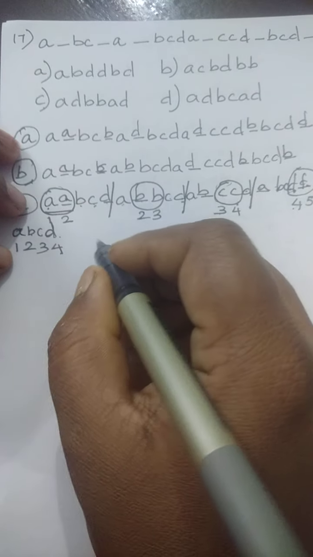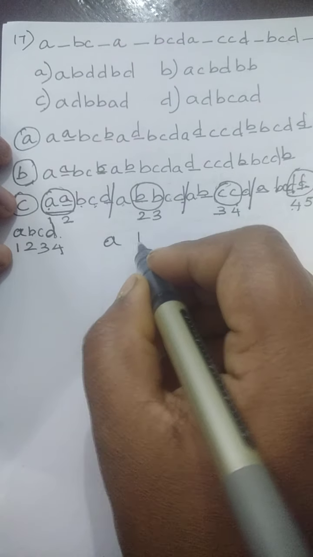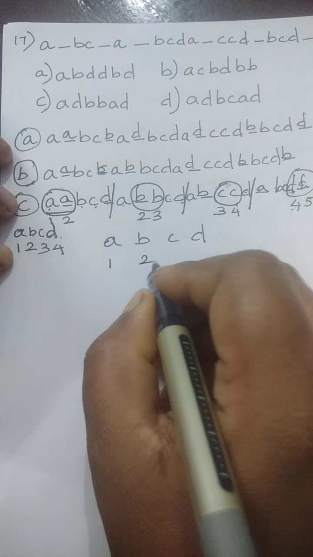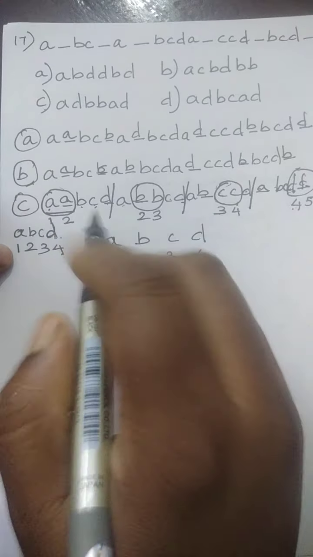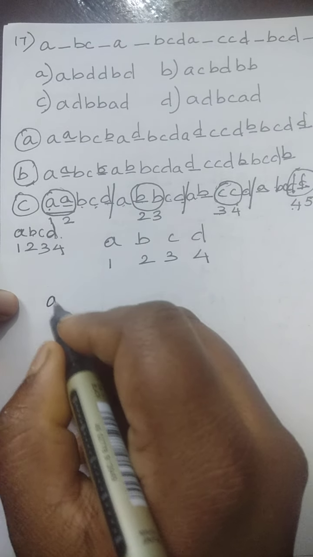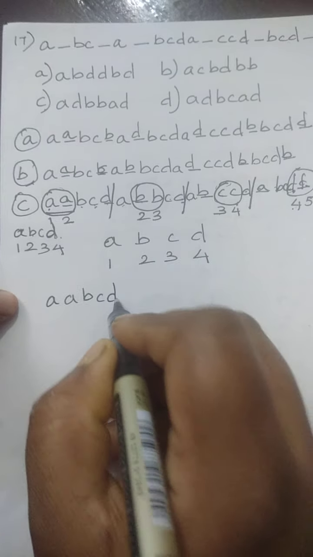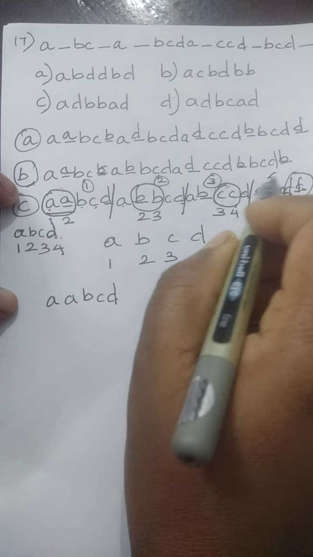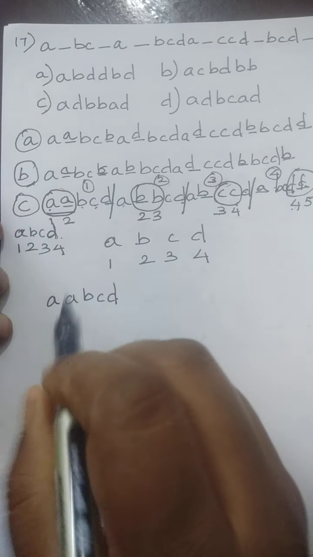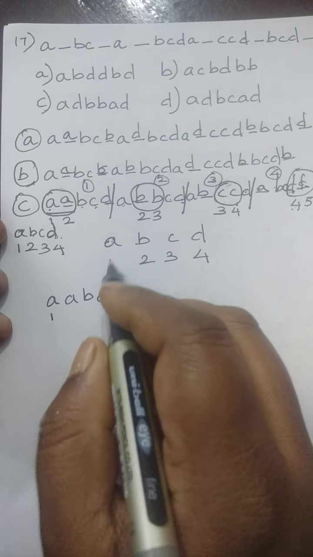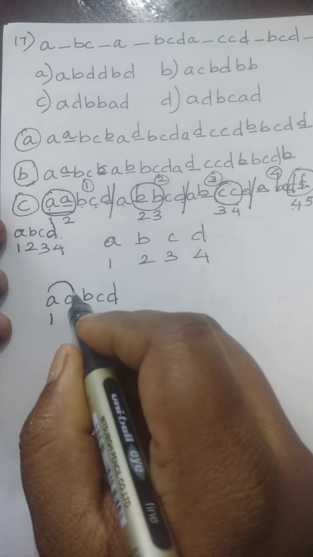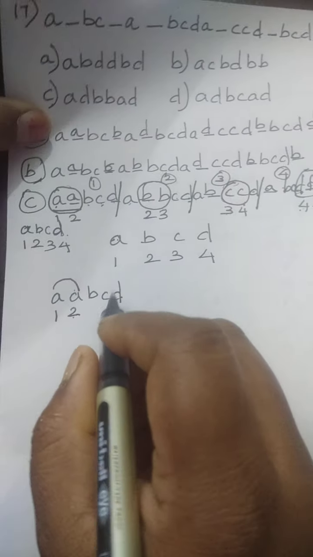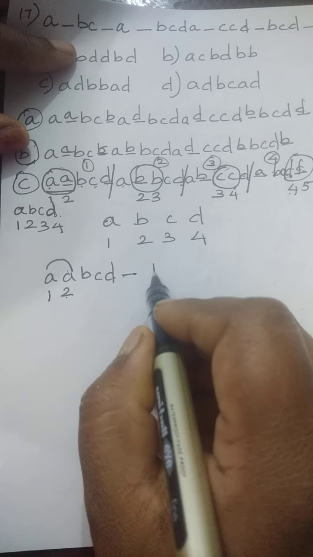Are you clear about this sum? So again I am explaining: A, B, C, D in the alphabet series are numbers 1, 2, 3, 4. See here, I am taking this first term, this is the second term, this is the third term, this is the fourth term. In the first term, the first place is A. So A is at first place and it is repeated in second place, and then B, C, D come continuously. This is the first term.